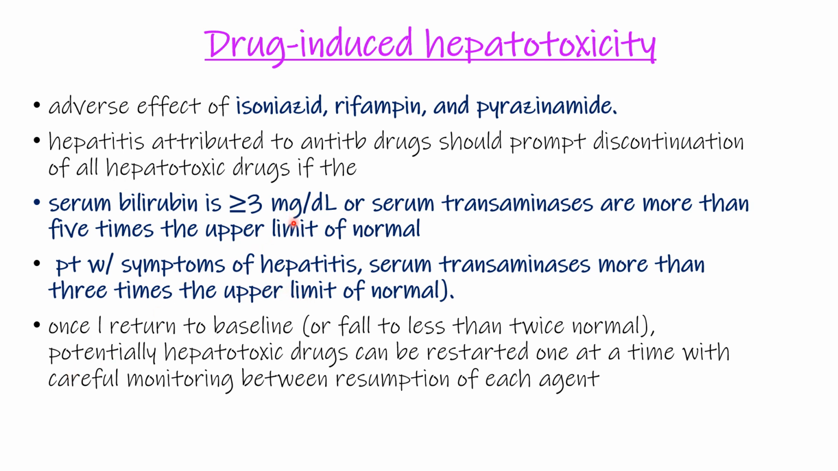Once these factors, that is the AST, ALT and bilirubin, have returned to baseline or fall to less than twice normal, you can now restart the anti-TBs again. When you are reintroducing the anti-TBs, you start with rifampin, then isoniazid, and later pyrazinamide, checking if the patient can really tolerate the drugs.